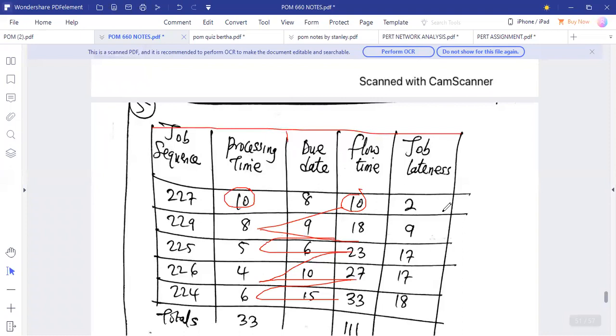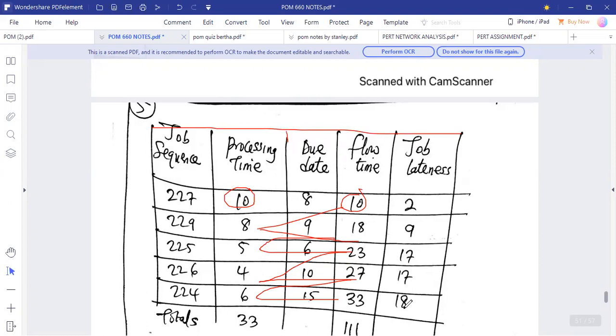Getting down to the second one, the lateness is 9 by subtracting that. For 225, the lateness is 17. For 226, the lateness is 17 as well. For 224, the lateness is 33 minus 15, which is 18. So this is about what is going on.